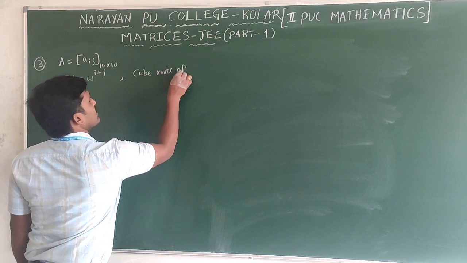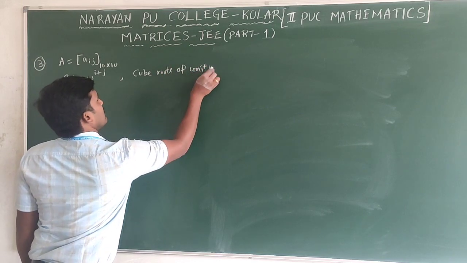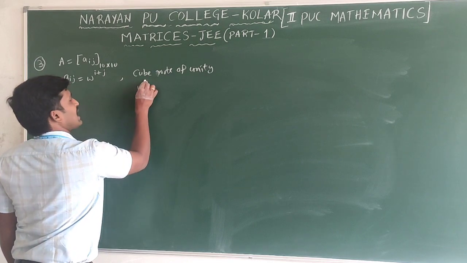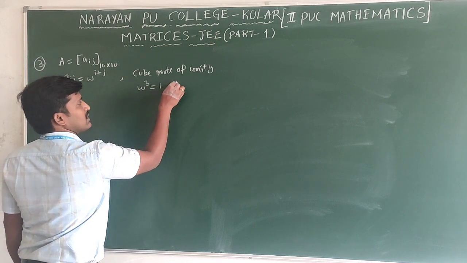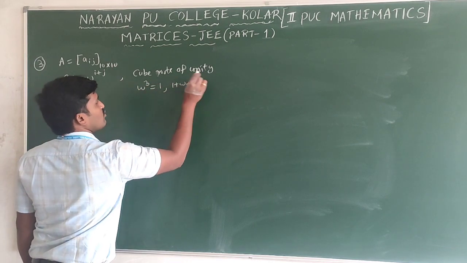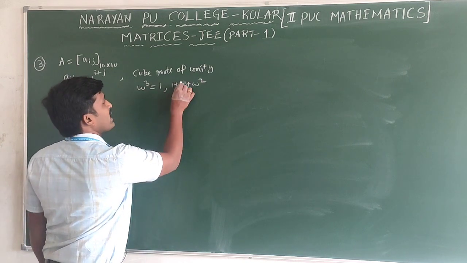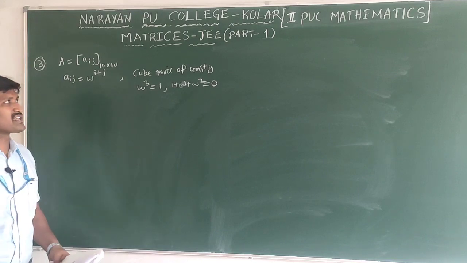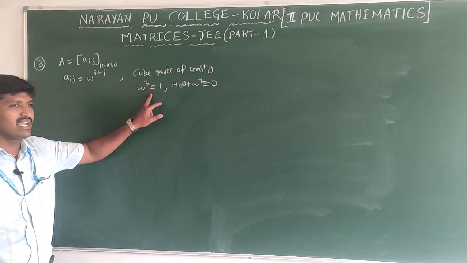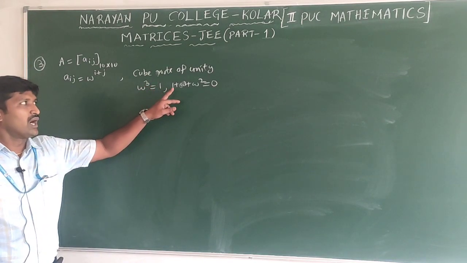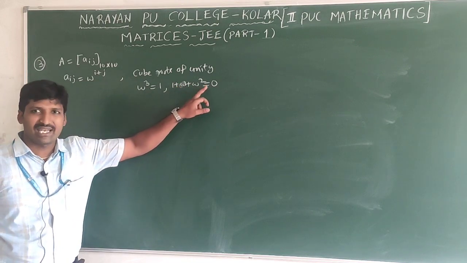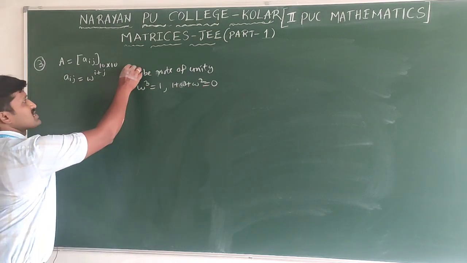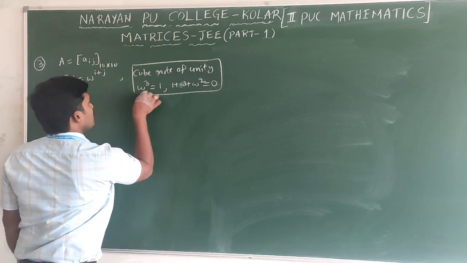Cube roots of unity. In that case, the conditions are omega cube is 1 and the sum of these three values, 1 plus omega plus omega square, is equal to 0. These are the conditions for cube roots of unity: omega cube equal to 1 and 1 plus omega plus omega square is 0. Now these conditions we need to apply here.